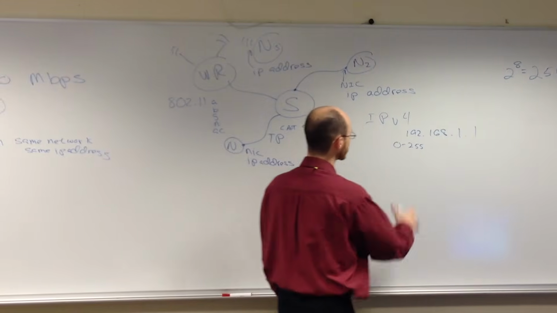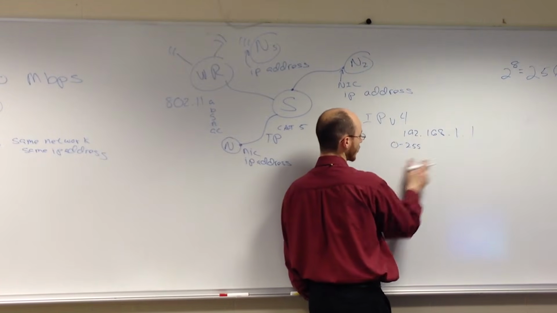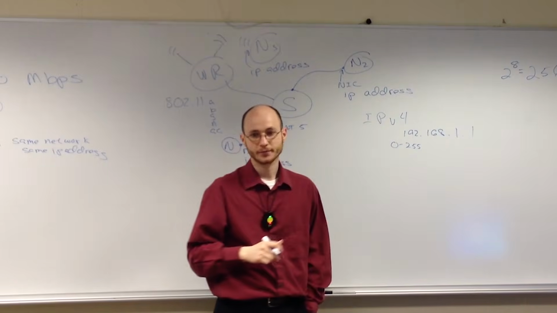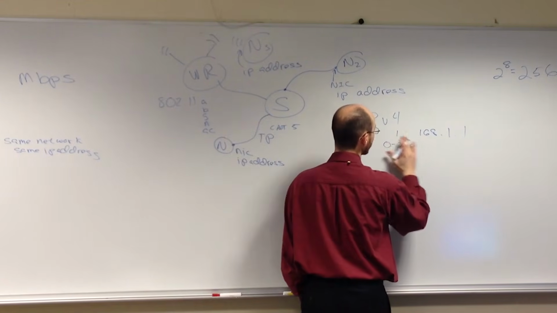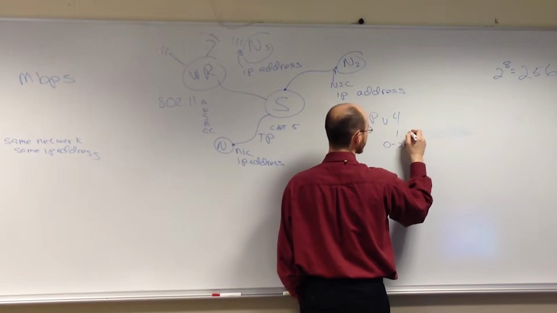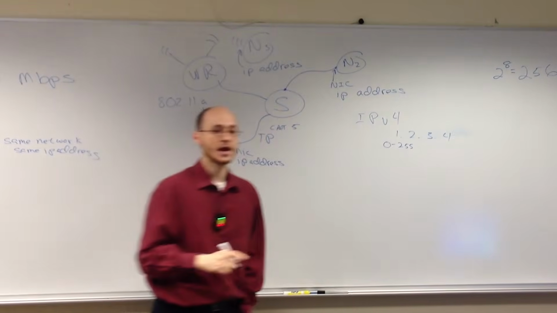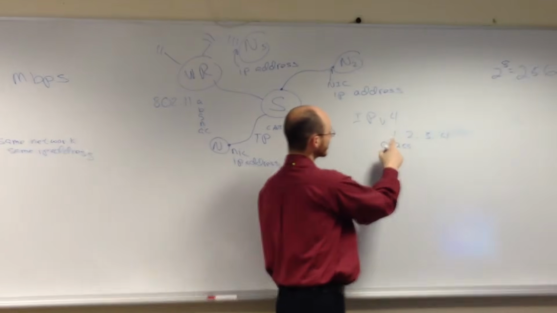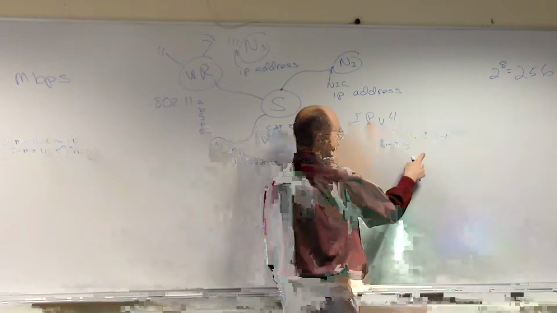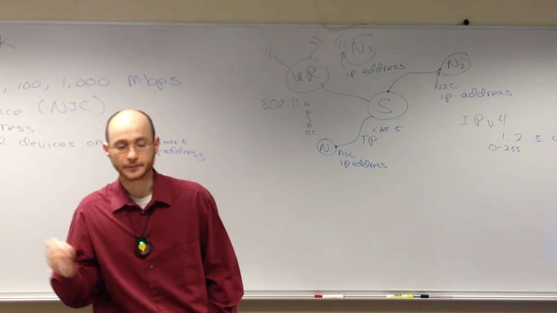So when you go to set an IP address up on your network, make sure it's within this range. I don't care what it is. You could say that I want 1.2.3.4. And I will check, this is where the protocol comes in, that each of these octets are between 0 and 255. Is it? All right.